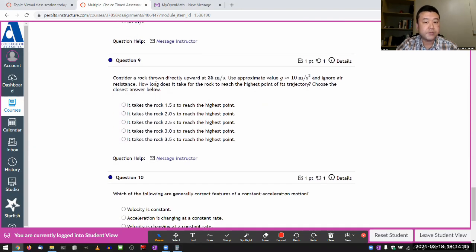Okay, consider a rock thrown directly upward at this speed. Use that. Ignore the air resistance. Okay, how long does it take for the rock to reach the highest point of the trajectory? Okay, this might be worth writing down. So this is one of those calculation questions. Maybe if you don't immediately know what to do, you might want to consider skipping. But here, what I'm remembering is the change in velocity is the acceleration times the duration of time.